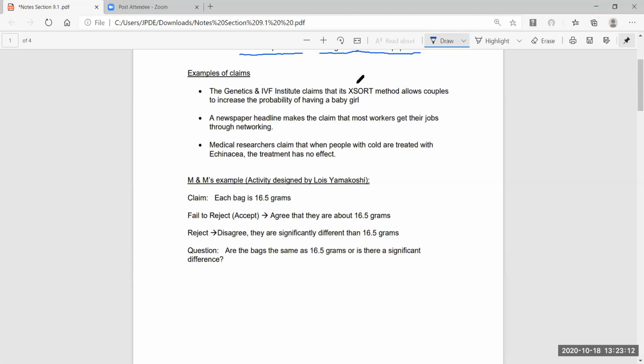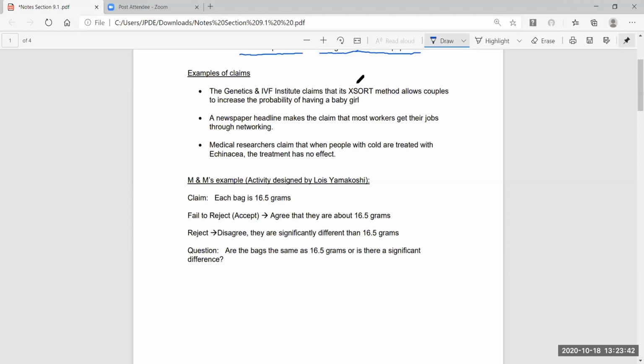Second one, a newspaper headline makes the claim that most workers get jobs through networking. So we would have a study where we examined that claim. We would have a sample, we would check with people, okay, how did you get your job? Was it through networking? Was it through another method? And then we would look at the results and decide, do we support this claim or not?